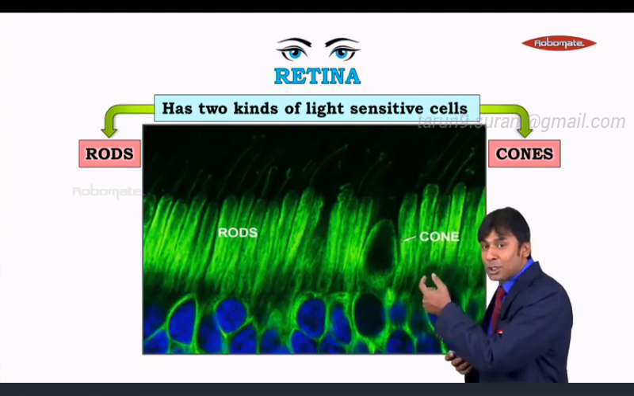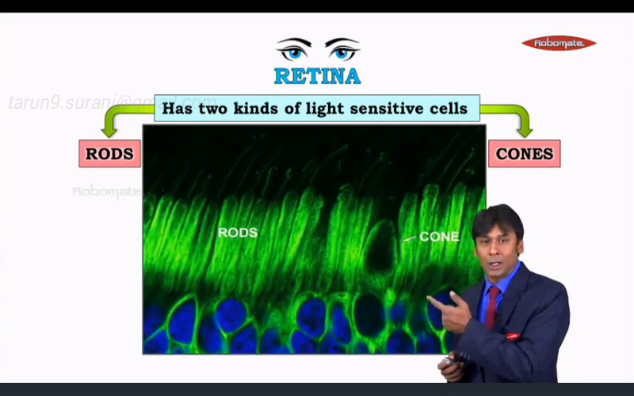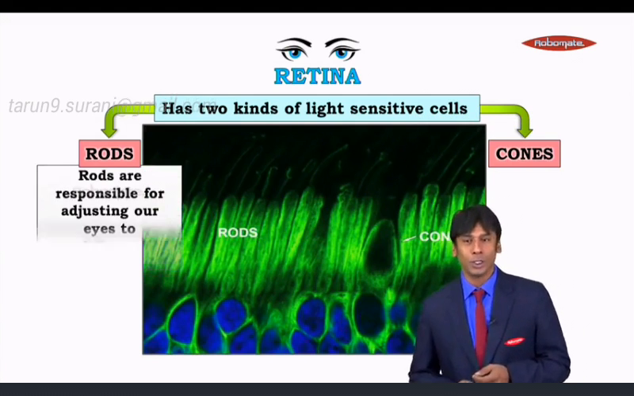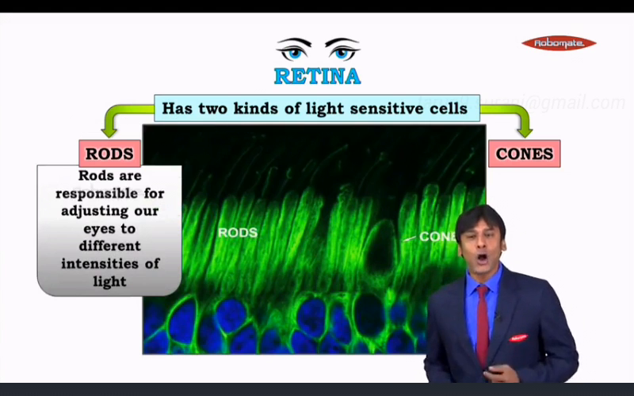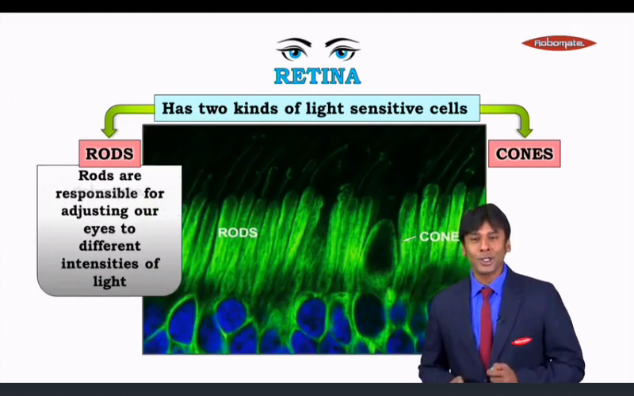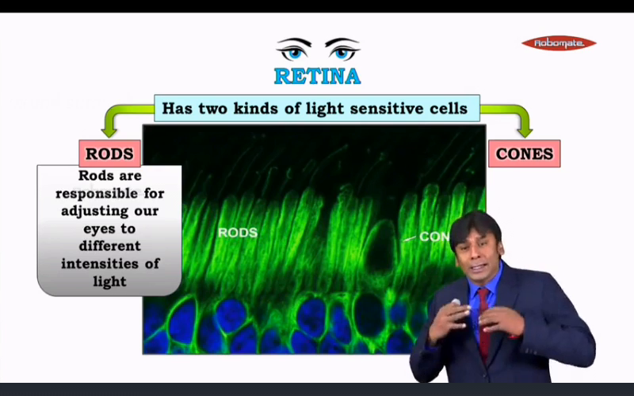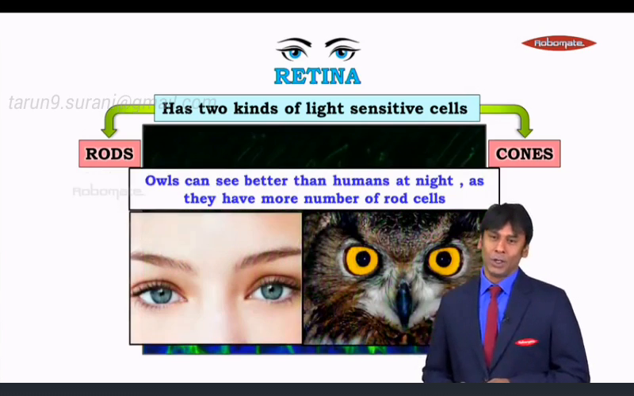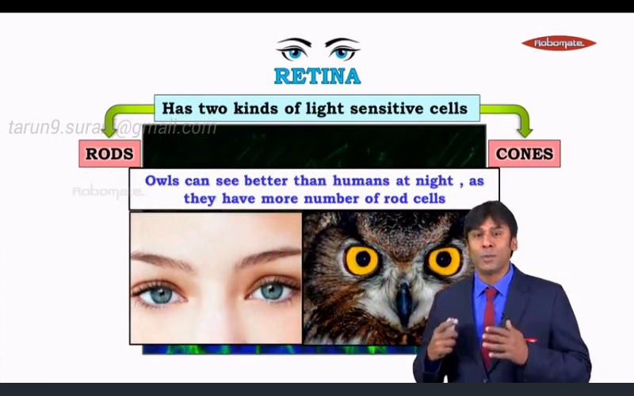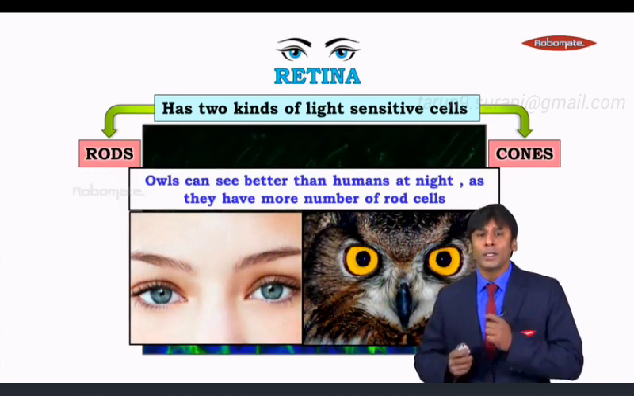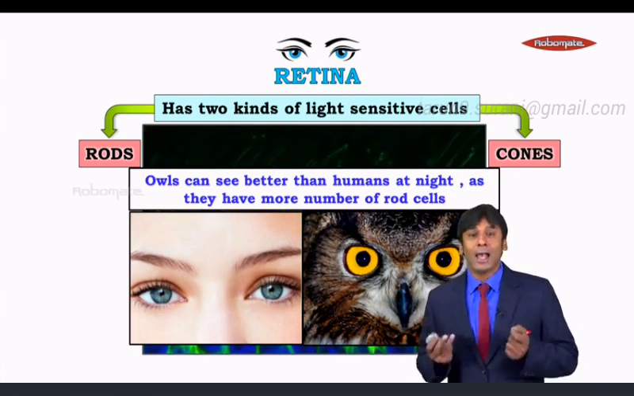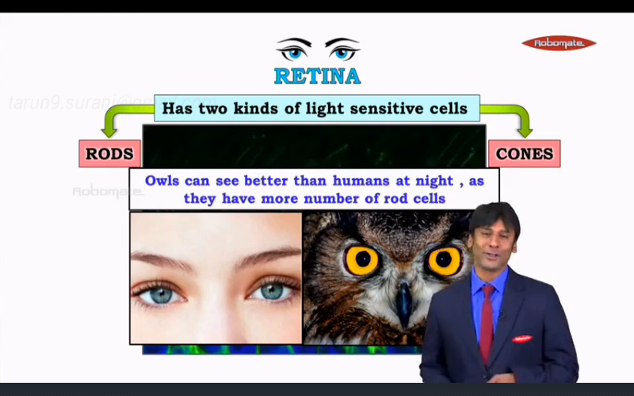You can see these rod shaped cells, they are the rods, and these are the cone shaped cells, that is the cones. Now what is the function of rods? Rods are responsible for adjusting our eyes to different intensities of light. So different intensities can be adjusted by rods, and that is why owls can see better than humans at night, as they have more rod cells.